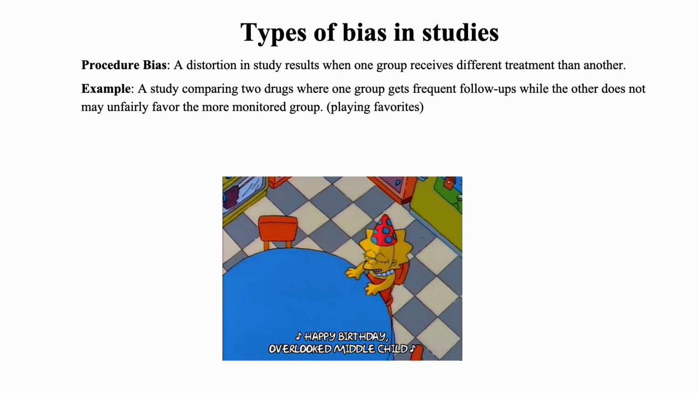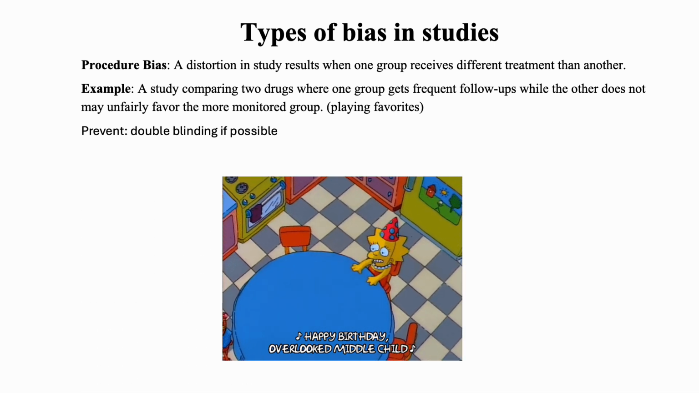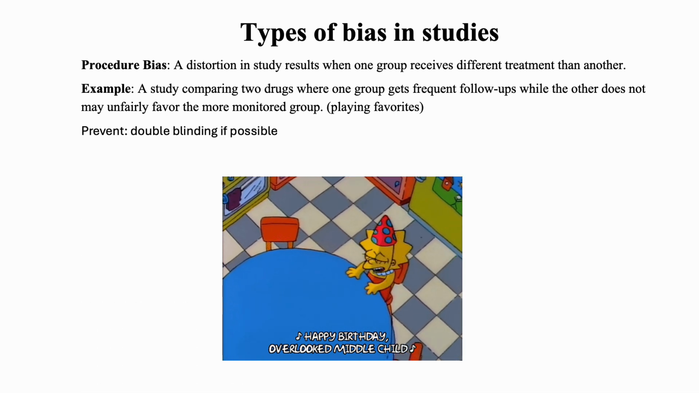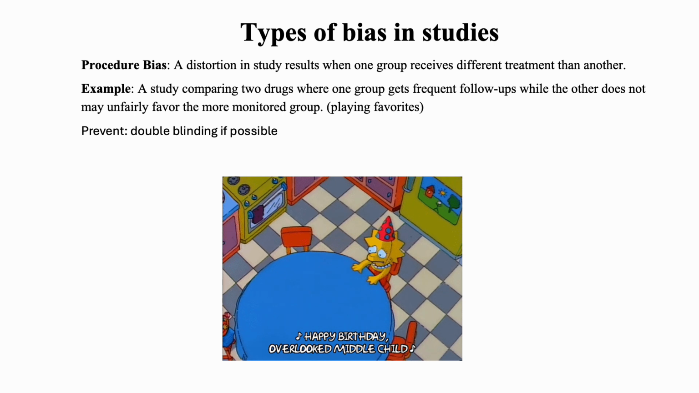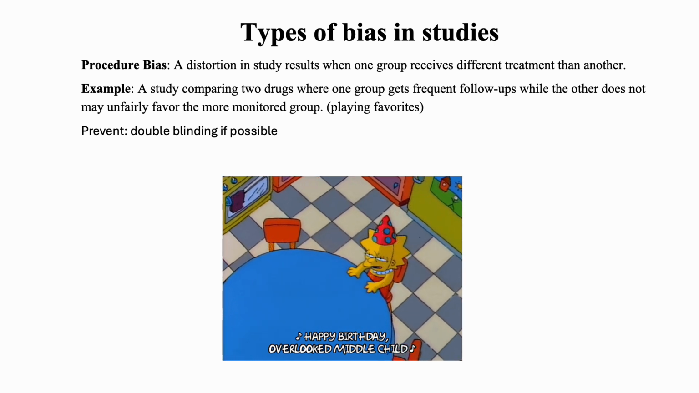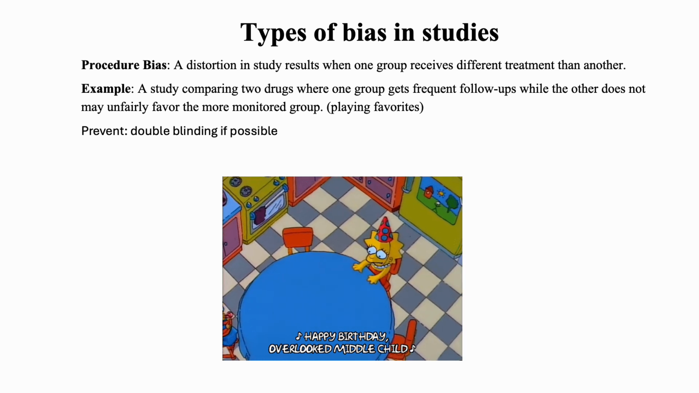So essentially, procedure bias is kind of playing favorites. To prevent procedure bias, you want to use double blinding, in which neither the participant nor the observer knows what group the participant is in.